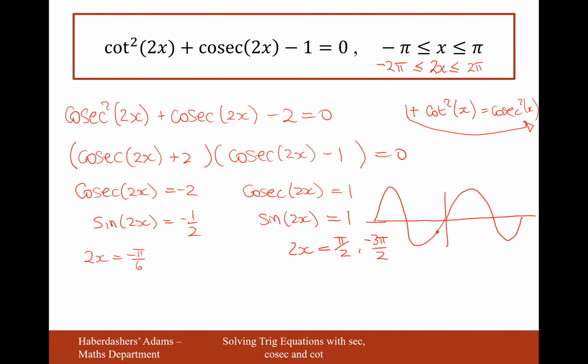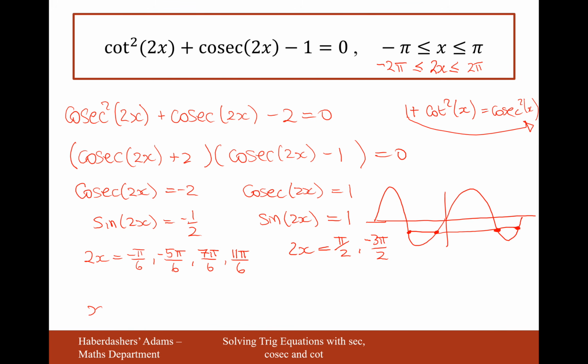That will be this solution down here. This solution down here will be minus 5 pi by 6. This solution up here will be 7 pi by 6. And this solution right up the end here, that will all give us minus a half as the output, will be 11 pi by 6.